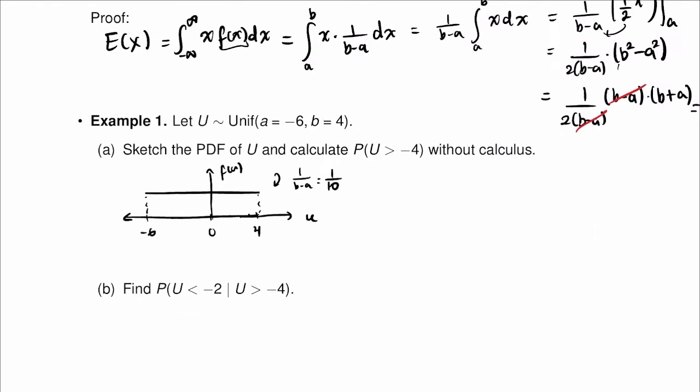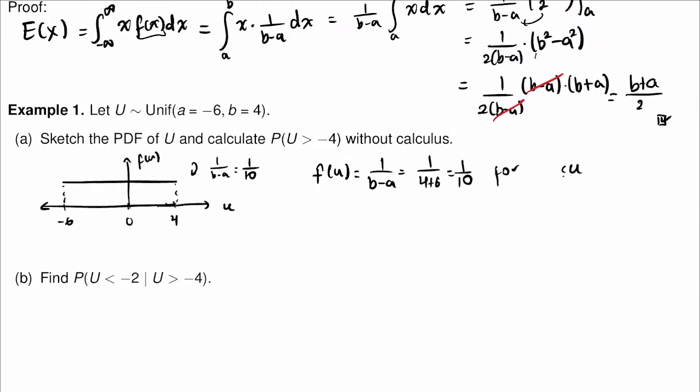In case you want the formula, you can calculate this. f of u is going to be 1 over b minus a, and that is 1 over 4 plus 6, that is 1 over 10. This is for u located between -6 and 4. In other cases, it's 0.